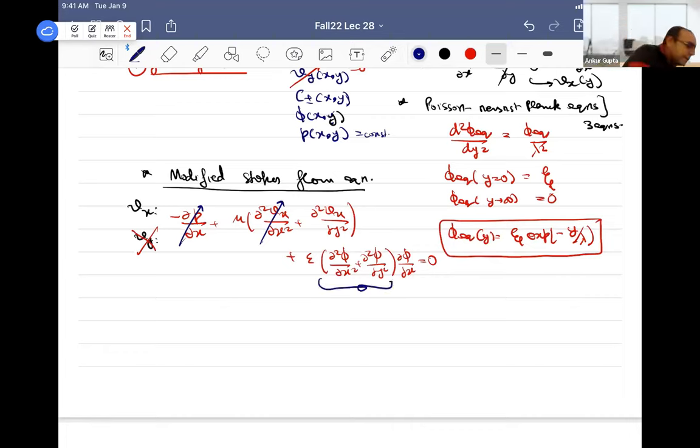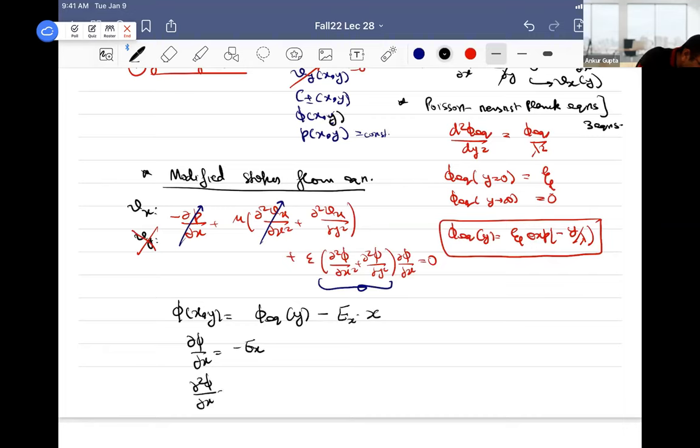Del square phi. Remember, phi of x comma y is phi equilibrium of y minus Ex times x, right? If I take the second derivative with respect to x, what should I expect? Does everybody agree? If you take the first derivative with respect to x, you get minus Ex, which is constant. It's an electric field which you apply far away. So this is equal to zero, and I can just drop this. Does everybody agree? Anybody who has a question here?